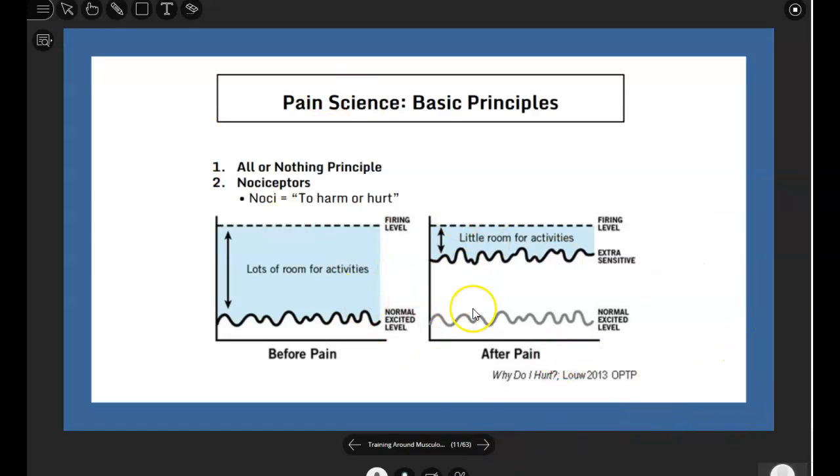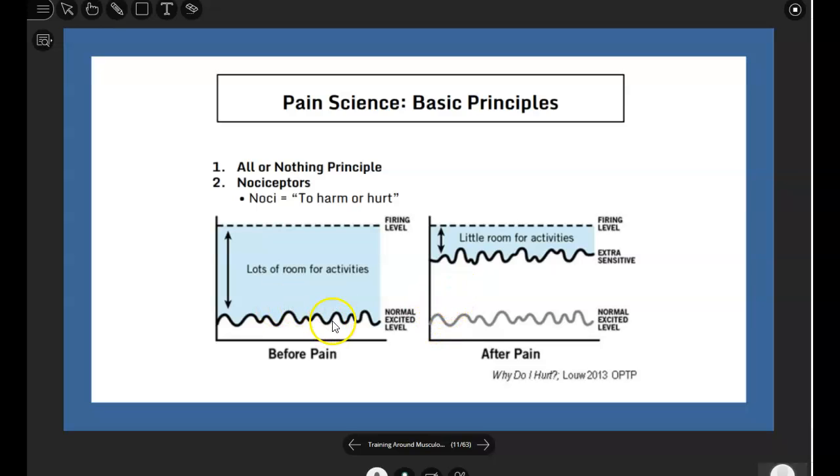So here's a graphical example of that. Let's say before you actually had pain, and look up here where it says firing level. There's a lot of room for activities before you actually would experience pain. But you have all probably experienced this before. Let's say you hurt your ankle or something like that. Now you have much less room for activities without those activities causing pain. So you might have experienced that before.